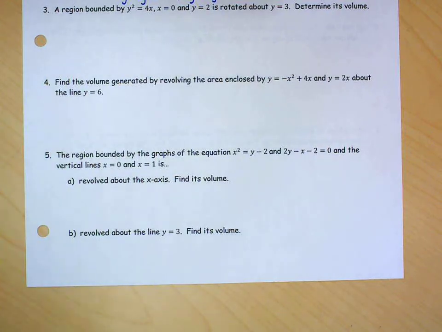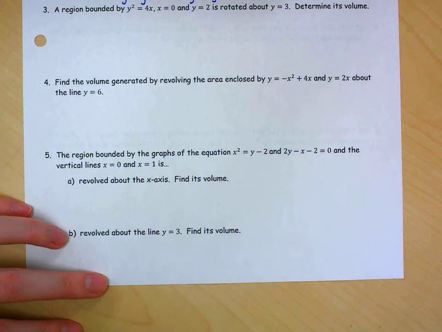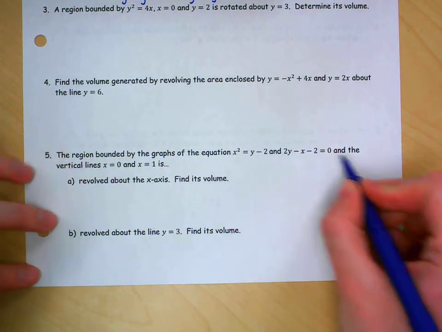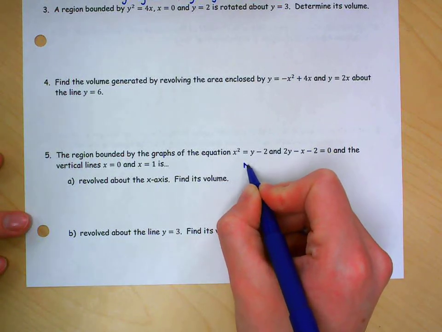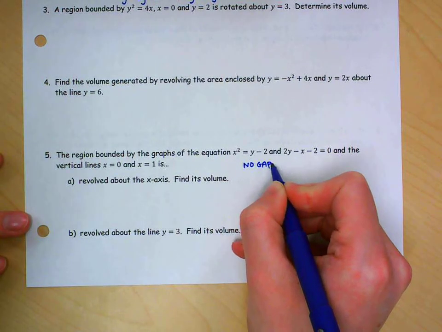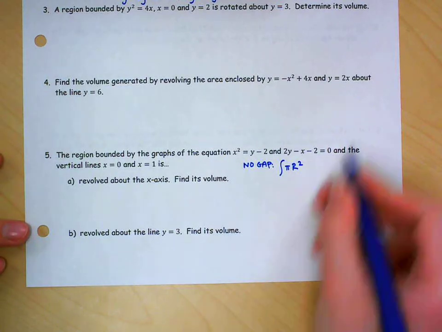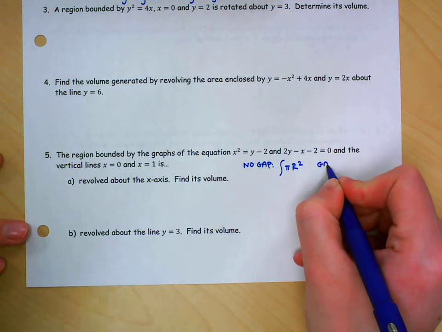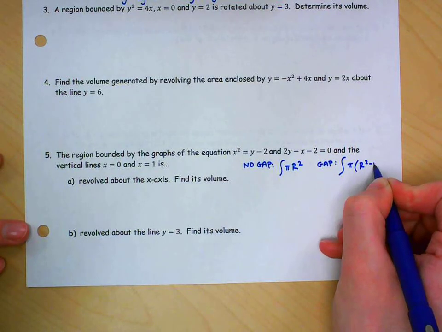So really for all of these problems, I wish I had a little bit more room. I'll see if I can maybe squeeze this in at the bottom. We have these two cases. When there's no gap, we use the integral of pi big R squared, and when we have a gap, we're going to do pi big R squared minus little r squared.